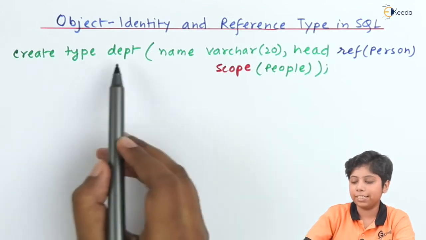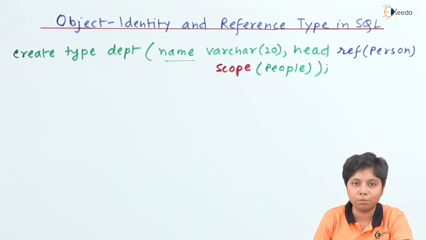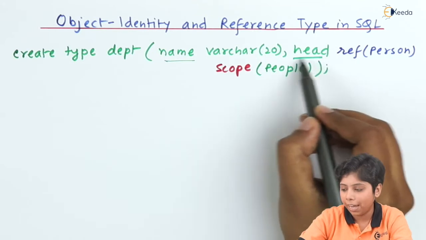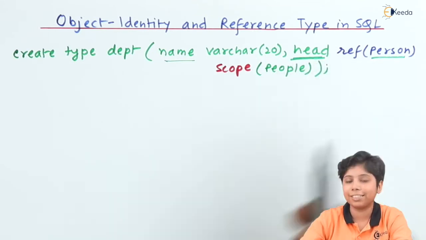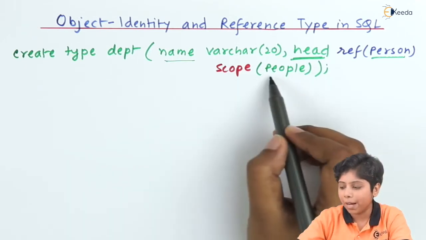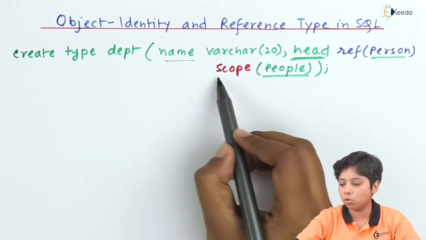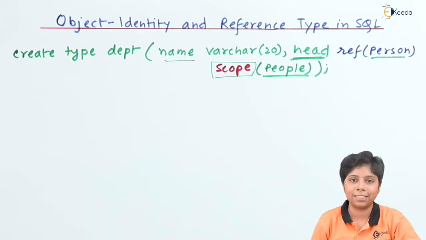We have created a department type object with the name as varchar 20, as a normal attribute. Now we have head, which is referring to the data type person, which is a structured type having the name and address, and scope as people. So the scope defines for which table this department data type is valid, or which relation the object is referring to, that is the scope or lifetime of that data type.